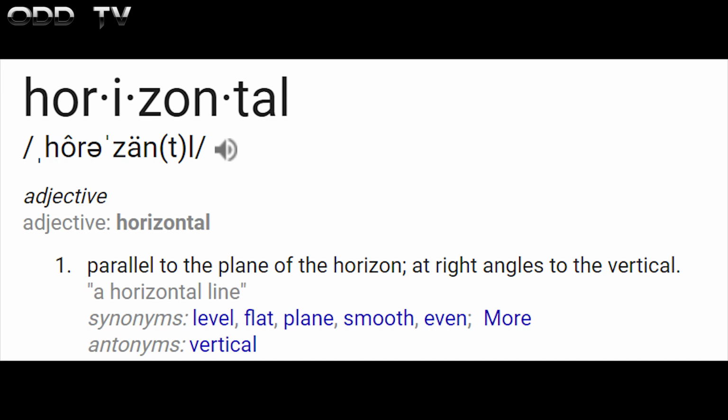Did you know that the word horizon stems from horizontal? The definition of horizontal is as follows: parallel to the plane of the horizon, at right angles to the vertical. Synonyms: level, flat, plane, smooth, even. Alright, it's called a horizon, not a curvizon.